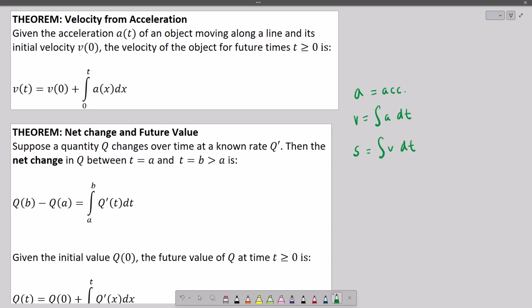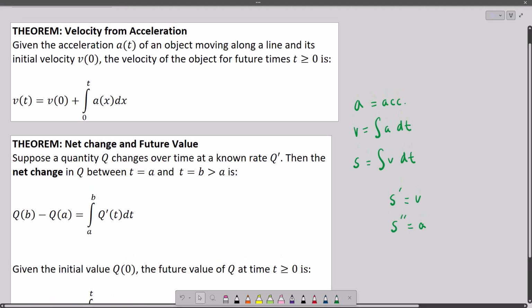You could also say that S prime is equal to velocity and S double prime is equal to acceleration if S is position. So that's the order that we're going to go. Integrate one direction, differentiate the other direction. If you think about acceleration due to gravity being 9.8 or 32, acceleration is the constant. And so if you integrate the constant, you get to velocity, and you integrate again, you get to position. So you just have to remember which way you're integrating and which way you're differentiating.